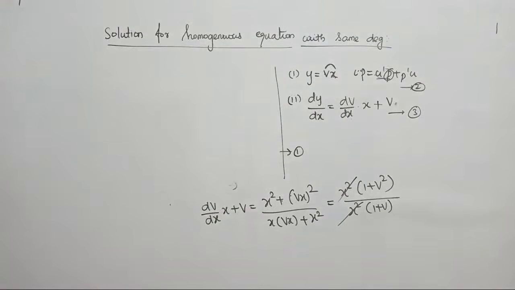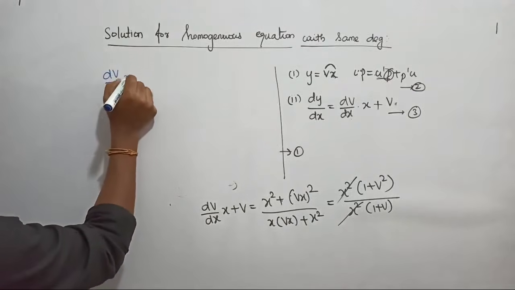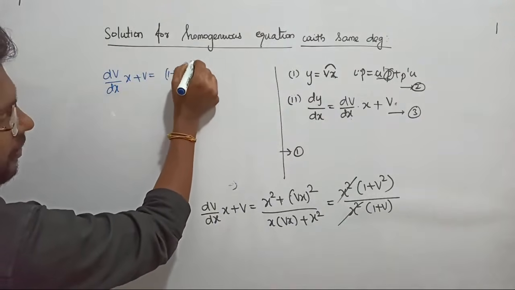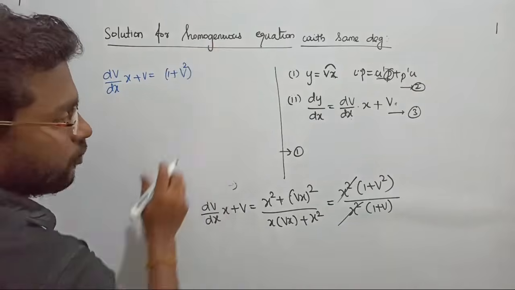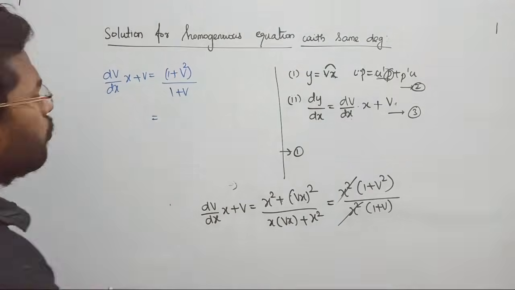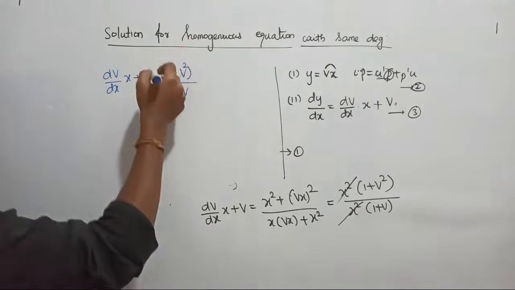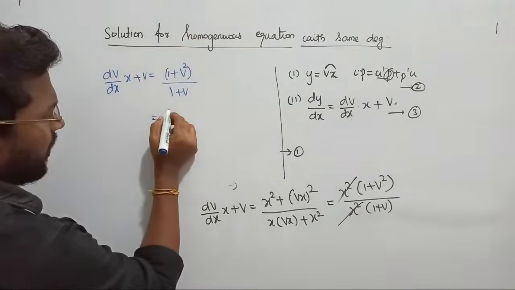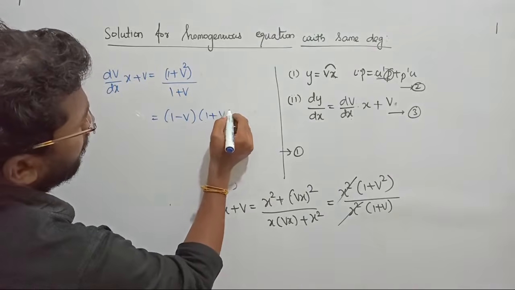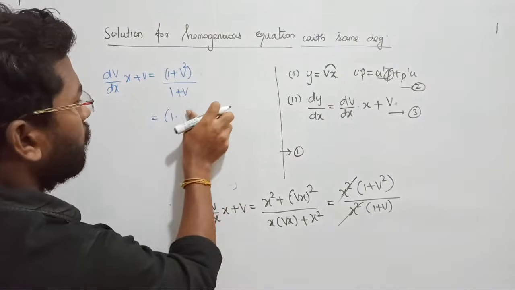So the next step, the answer is dv upon dx into x plus v equal to 1 plus v square upon, in the denominator, 1 plus v. Now you should think whether we can reduce the function further. In the numerator, we have the term 1 plus v square. How can I reduce it? Guys, can I write it like this, 1 minus v into 1 plus v? I think it won't be the correct answer because it will give you minus v square, right?